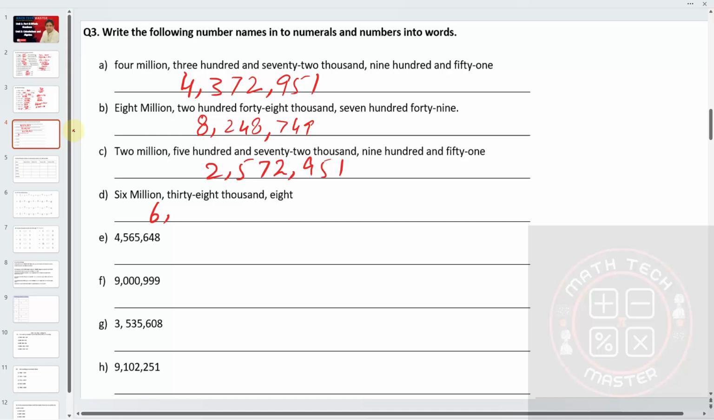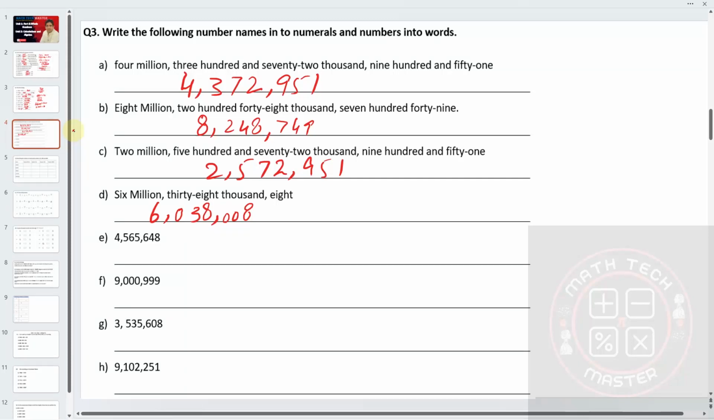38,000. Now in the thousands group there is only 38, but we need 3 digits to make it a complete group. So we added 038 in the thousands group. And 8 is the ones position. So what about the tens and hundreds? Obviously we will add zeros into it. So it will be 6,038,008.